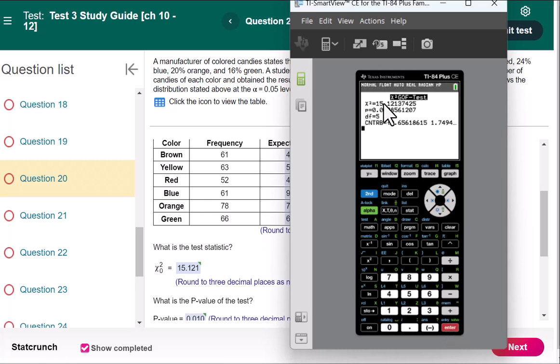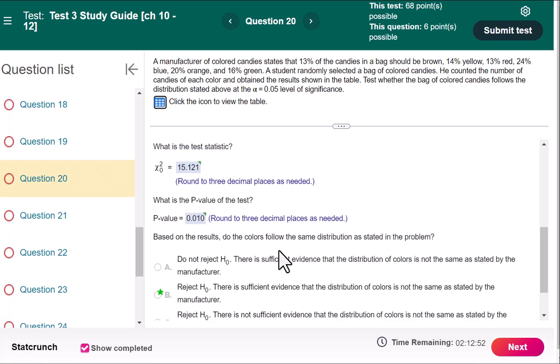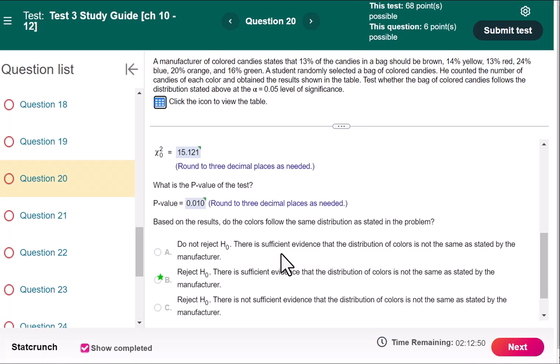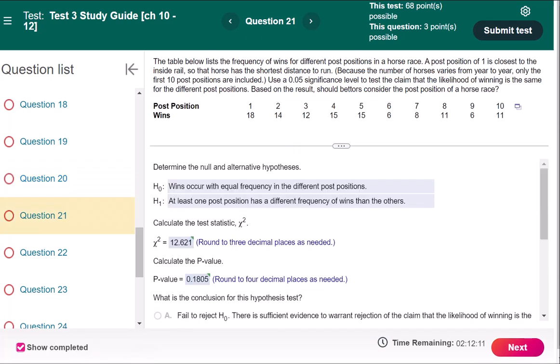And there you go, guys. Chi-square is 15. That's the test statistic, 15.121. And look at the p-value. It's so small, 0.0099, which is less than alpha. And p-value is less than alpha. You reject the null hypothesis. And you conclude that the distribution has changed. It's not the same as it used to be.